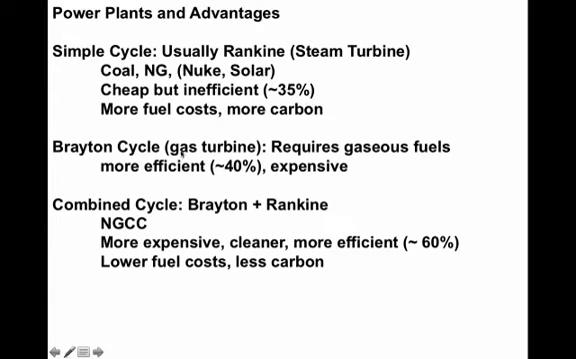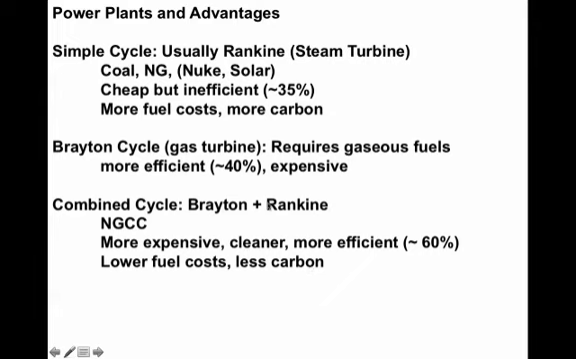A Brayton cycle is somewhat better. It requires gaseous fuel, which is more expensive, but it's a more efficient machine, gives you less carbon, but it's more expensive to build. The combined cycle is the most efficient. That's the Brayton cycle plus the Rankine cycle. Say natural gas combined cycle, an NGCC. These are much more expensive, but they're more efficient. And so by definition, they're cleaner because you get more energy out for the same amount of pollution that's produced.